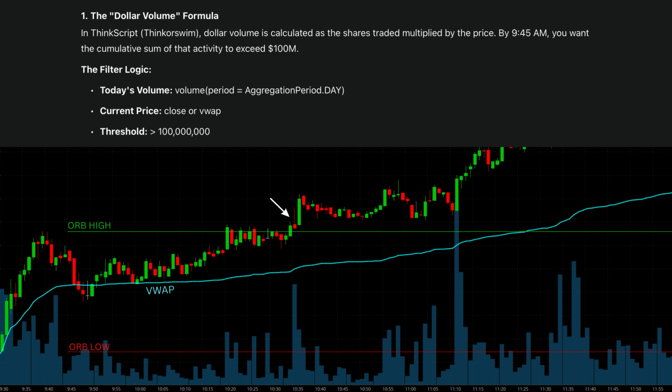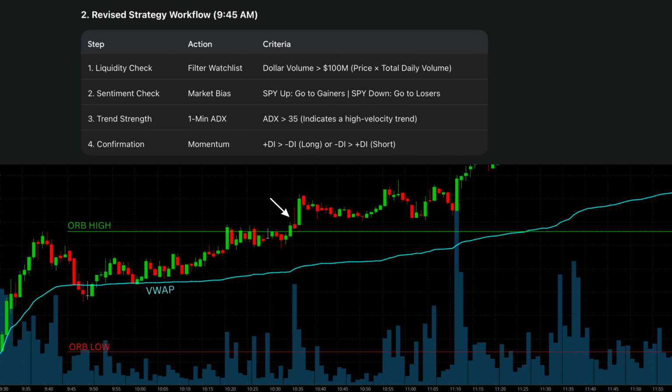The filter logic. Today's volume: Volume, period equals aggregation period day. Current price: Close or VWAP. Threshold: greater than 100 million. 2. Revised strategy workflow, 9:45 a.m. Step, action, criteria. 1. Liquidity check. Filter watch list. Dollar volume greater than $100 million, price times total daily volume.